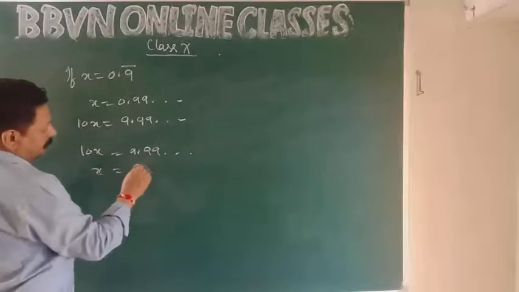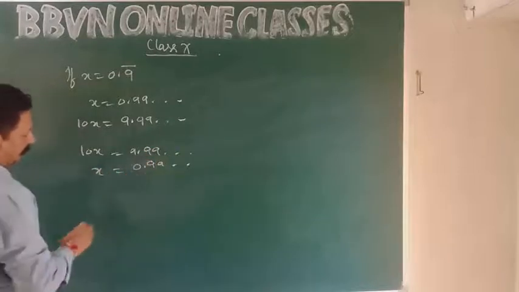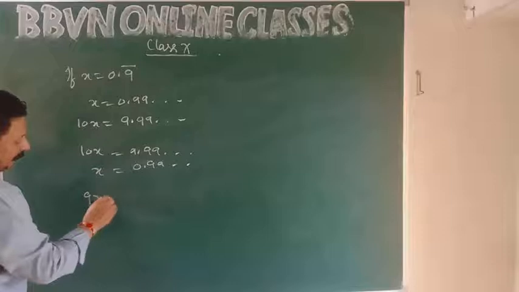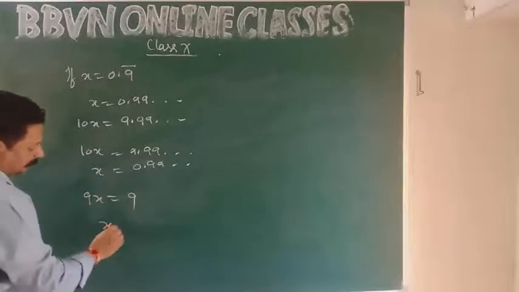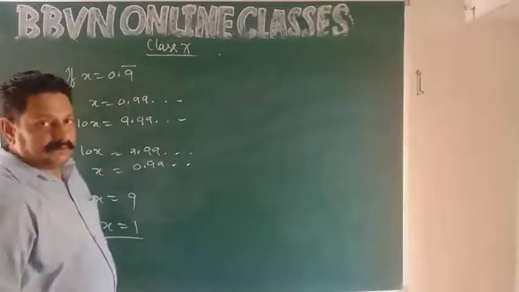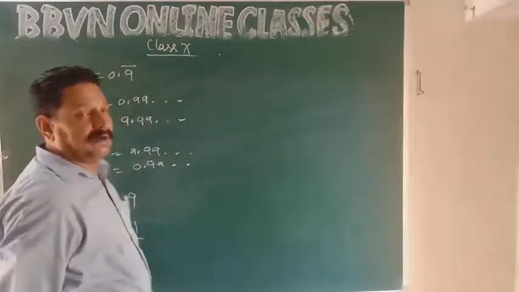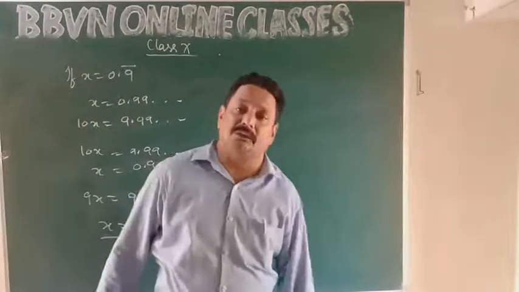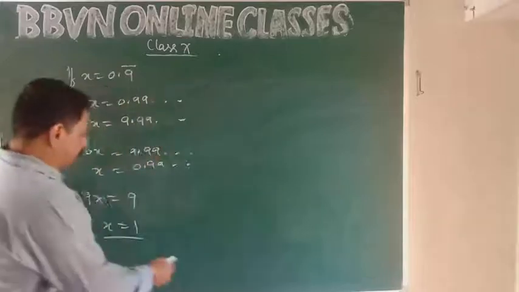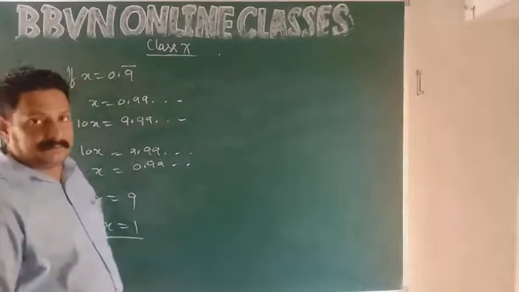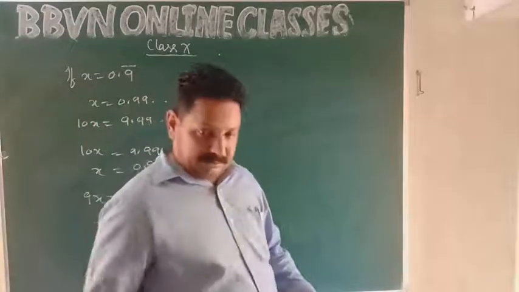Subtract करोगे x equal to 0.99. What do we get? 9x is equal to 9. X equal to 1. Right? So don't get confused. 0.9 bar is approximately equal to 1. See, we are getting the value as 1. Okay? Next type of question.